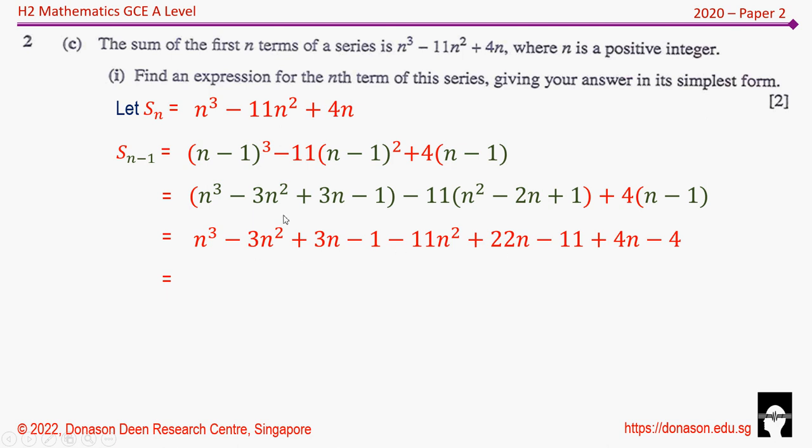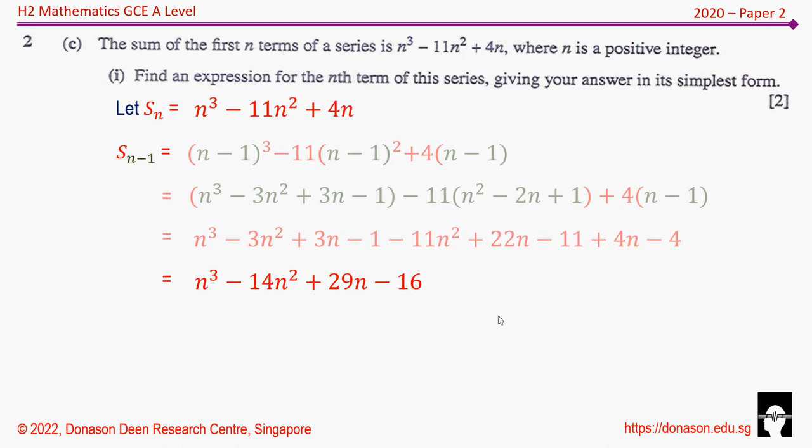Okay, so what I have done here is just expand the second bracket to write down here and the third bracket to write down here. So now we can regroup and simplify, and that should simply give us n cubed, minus 3n squared and minus 11n squared makes up minus 14n squared. We have got a 3n and a 22n, and that should be 25n, and to that we add another 4n, that should give us 29n. So we got a negative 1, negative 11, that is a negative 12, negative 12, negative 4 is going to give us negative 16. This is the sum of n minus 1 terms in terms of n.